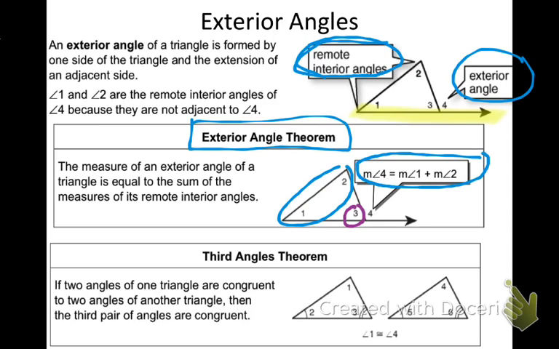All right, and then the last one is the third angles theorem. All that's saying is if 2 of the angles are congruent, the third one is congruent as well. Okay? So that's all that third angles theorem is saying.